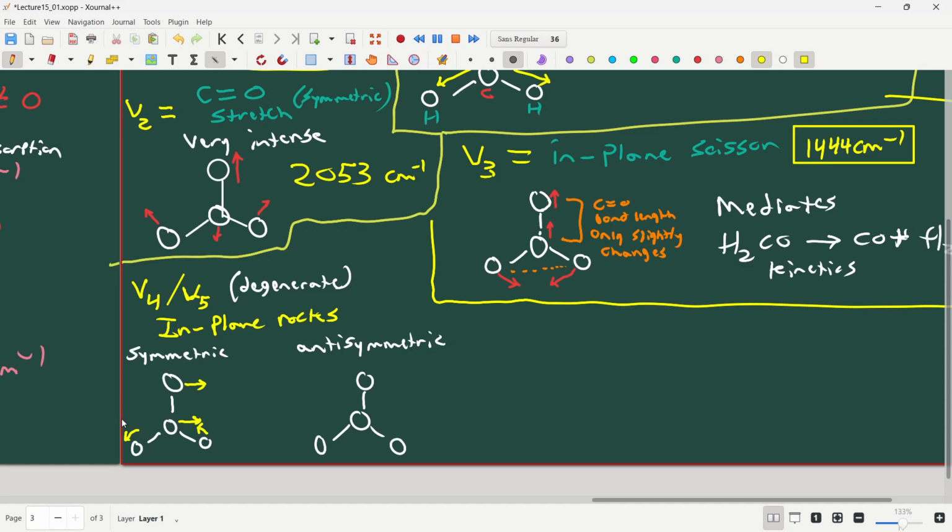All right, and the antisymmetric means that the carbon and the oxygen move in opposite directions. This one's way harder. And the hydrogens, let me make sure I get it right, move in slightly opposite directions as well. Right, so one's coming down and one's coming up. That's a tough one.